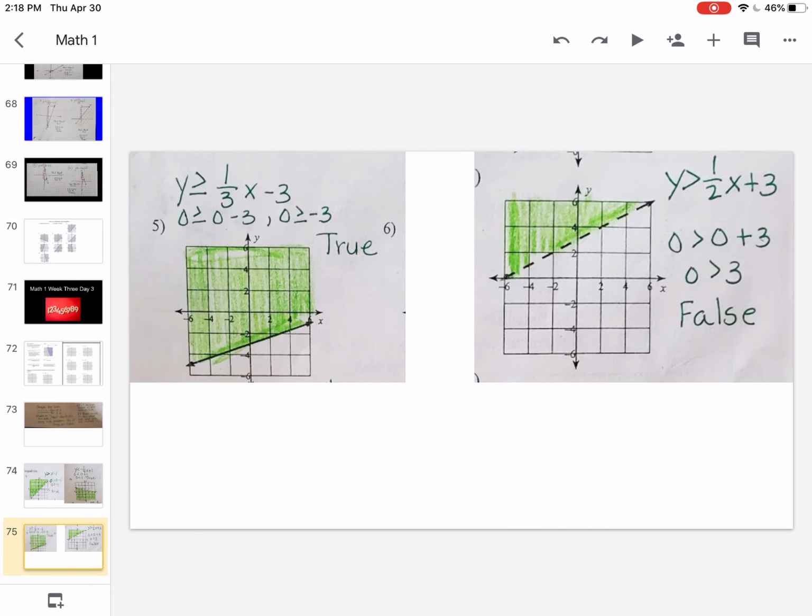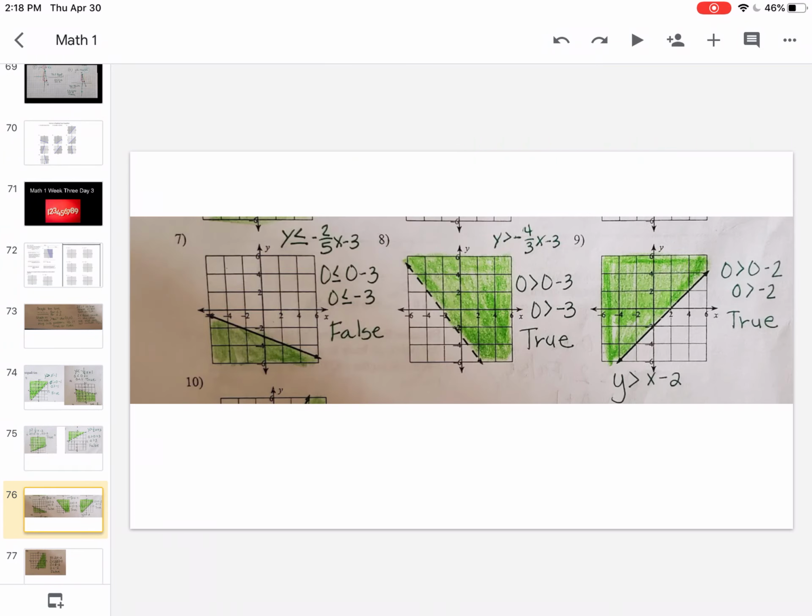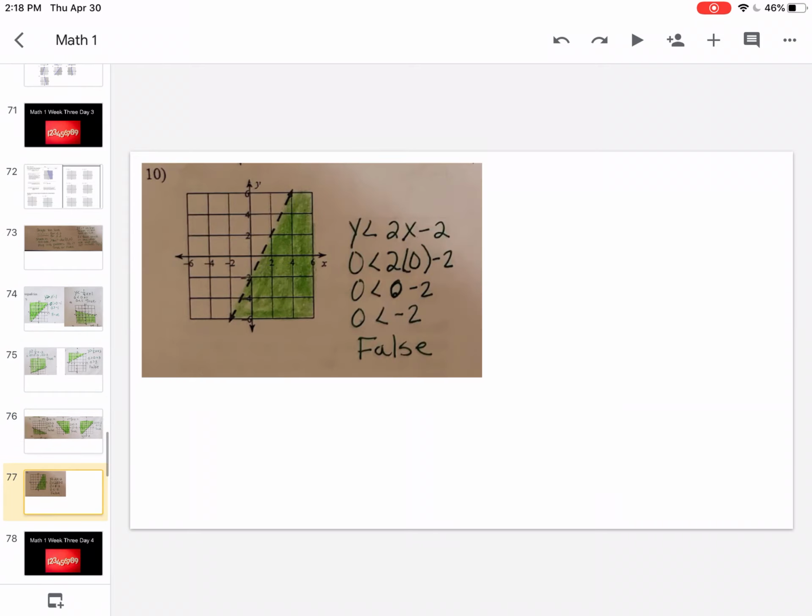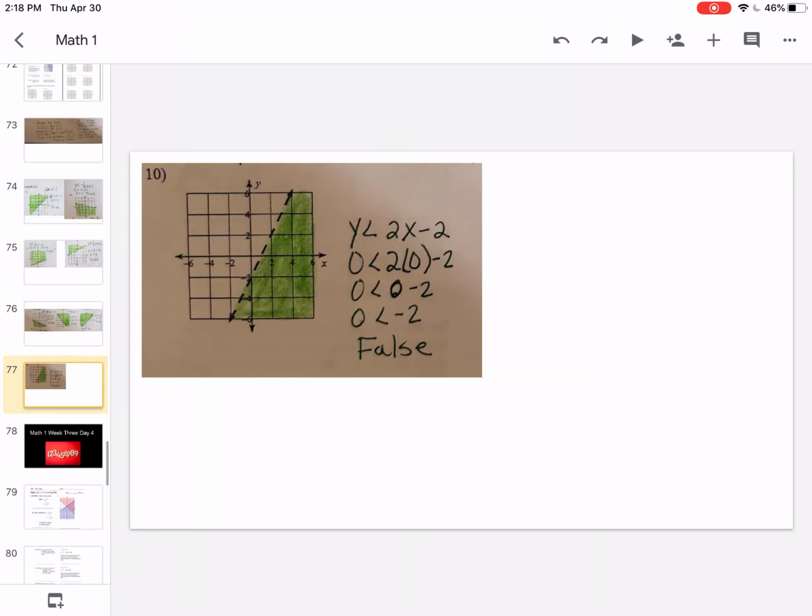So after you graph the line, then you're going to do this. Again, you're just plugging in that 0, 0, seeing if it's true. For number 6, it wasn't true, so we did not shade in the area that had 0, 0. Number 7, when we plugged in 0, 0, it was false, so it didn't include 0, 0. And then the next one, 8, after you graph your line, you'll see it's true. And then 9, and then here is your last one for day 3.